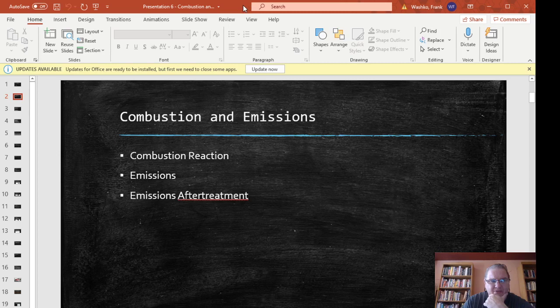So let's at least try to understand what's going on in the combustion reaction, what the emissions products are, because that's a big focus of engine design. You can't sell your engine if it doesn't meet the emissions requirements. And then we'll talk about what to do about the emissions and emissions after treatment, and we'll get to the point of what the current emissions after treatment technology is. So let's get started with that.